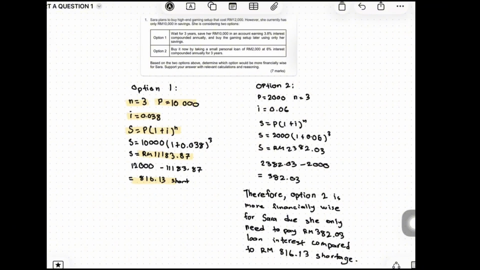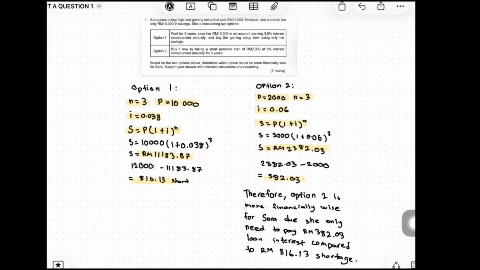The variables are P is 2,000, N is 3, I is 0.06. We will be using the same formula, S equals P, 1 plus I, to the power of N. After inserting all the variables into the formula, we will get RM 2,382.03. After subtracting the original value, she needs to pay 382.03.